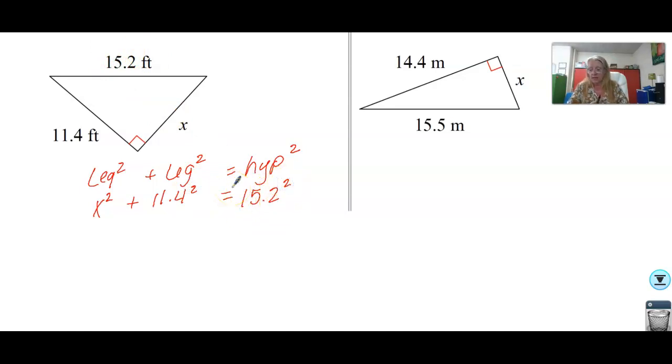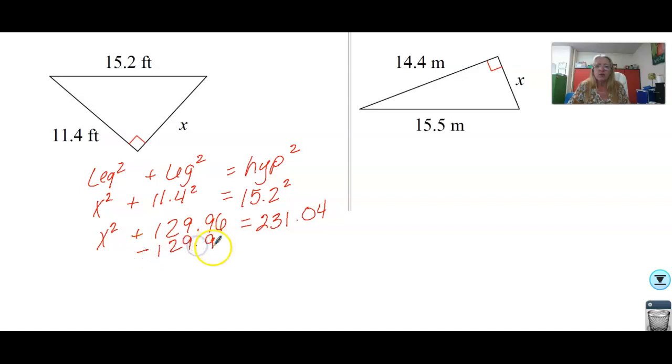All right, so now I need 11.4 squared, at x squared plus 129.96 equals 231.04. Now here's your extra step, okay? You have to get x by itself before you do any square rooting. So we have to get rid of this 129.96. We do that by subtracting 129.96 from both sides. We're solving for x. Okay, so 236, I was at 231, that was 231.